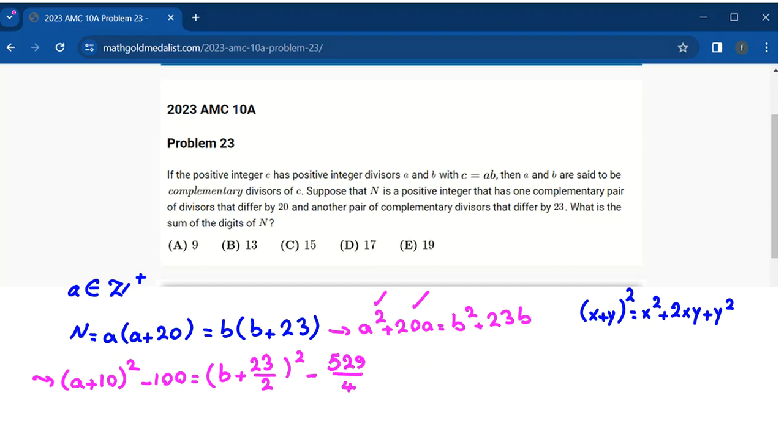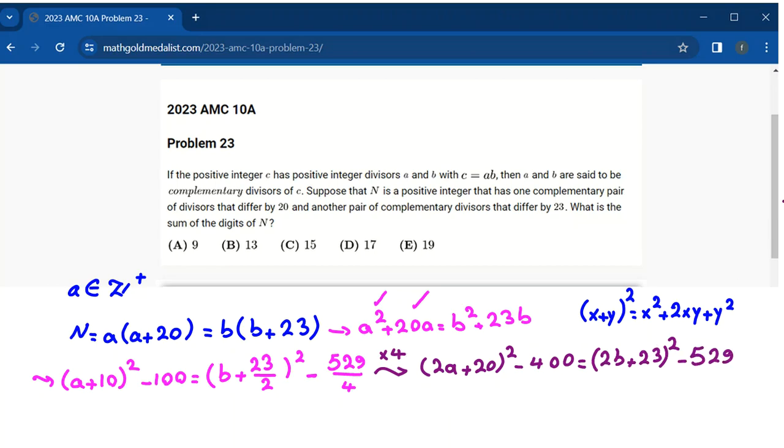In the next step, when we are working with integers, we don't like denominators. So to get rid of denominators, we should multiply both sides by what? By 4. So when you want to apply 4 inside a square, you should multiply by 2. So 2a plus 20 whole squared, 100 times 4 minus 400. Again, 4 inside the square, we should multiply by 2. It will be 2b plus 23 whole squared minus 4 times this, minus 529.